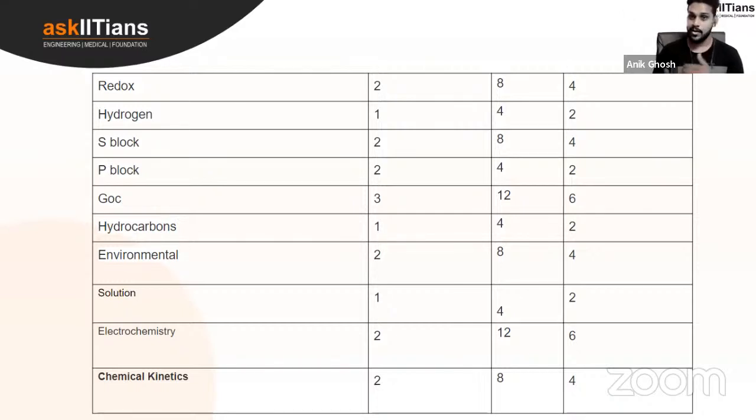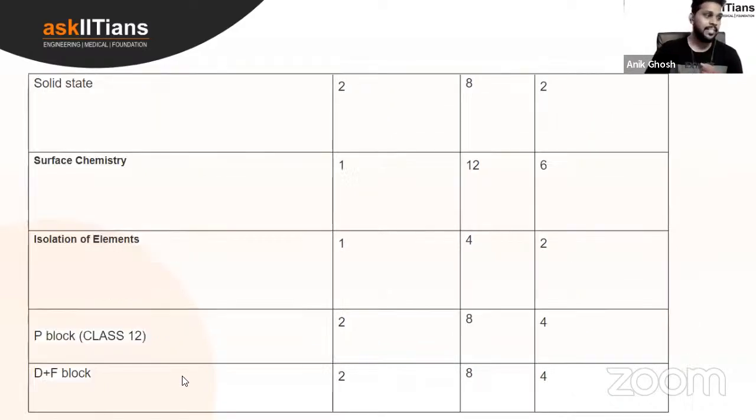So no need to worry, no need to look into the absurd questions that are out there, just focus on the normal trend, normal processes. Okay, now solid state, two questions. Surface chemistry, one question. The solid state question was mostly based on the density part. Okay, the general calculation related questions. And the surface chemistry question was about the Schulze-Hardy rule, guys. Very simple thing. The flocculation power, that type of question.